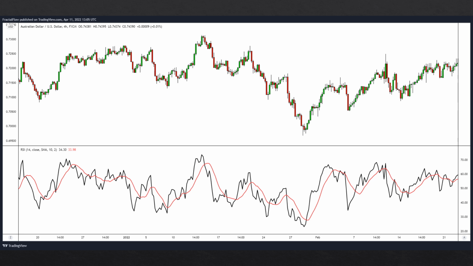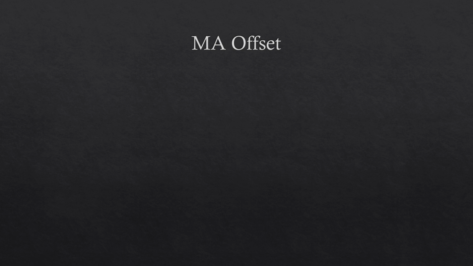The third parameter we can change in the moving average is the offset. The offset controls how the MA will be shifted in time. Generally speaking, traders use an offset of 0, which means that the current MA value will be plotted in the current candle. An offset of +1 will shift the MA 1 period into the future, and an offset of -1 will shift the MA one period into the past, for example.